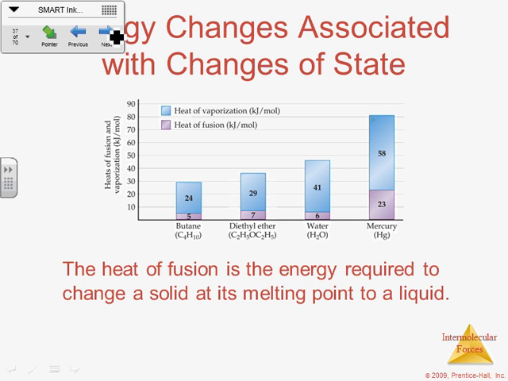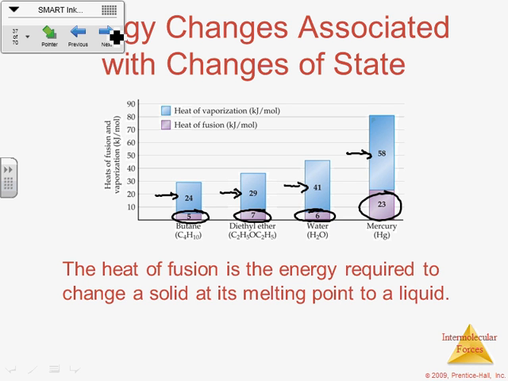Now, one thing to notice, on every single one of these, the heat of fusion is significantly smaller than the heat of vaporization, right? And that kind of makes sense because to vaporize something, you have to break the intermolecular forces completely so that they're free of one another, okay? That takes a lot more energy than just loosening them so that they're breaking, reforming, breaking, reforming.